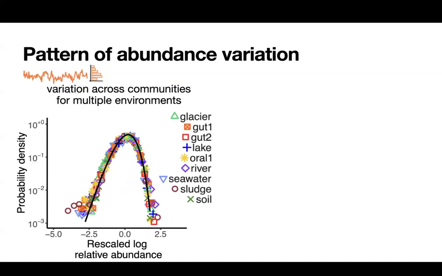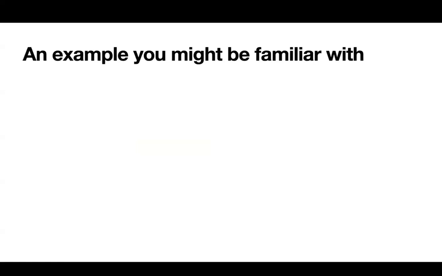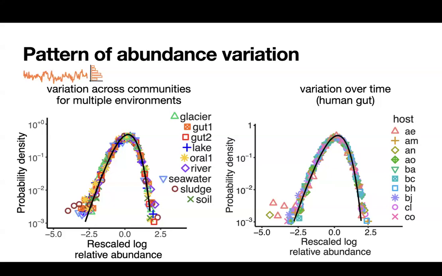And one result is that the variation of abundance, once you rescale across species, has a very reproducible shape. And the black line you see here is what you expect from a gamma distribution. So if you look across very different environments, across communities on the left, or you look in the human guts across hosts over time, the variation you see in the abundance of a typical species is well described by a gamma distribution.